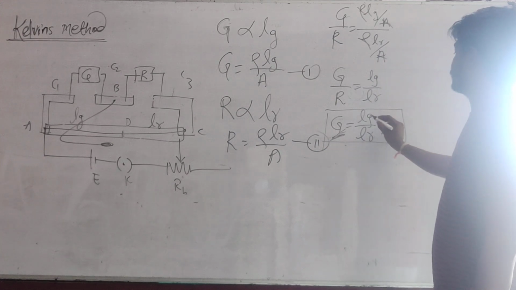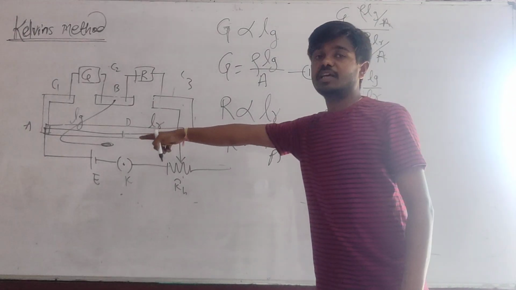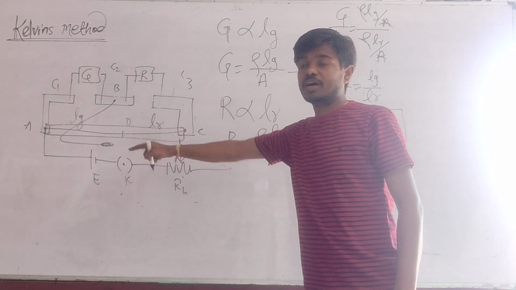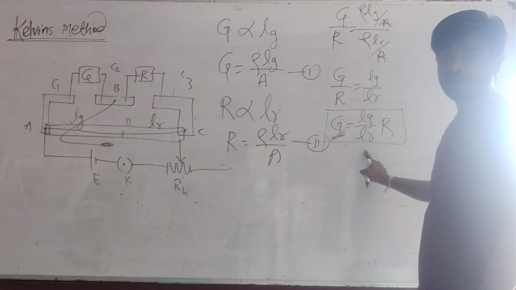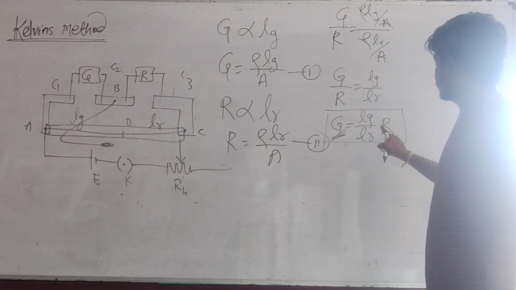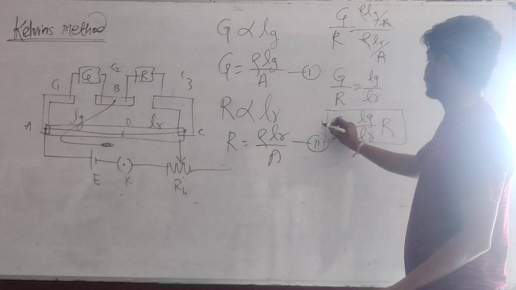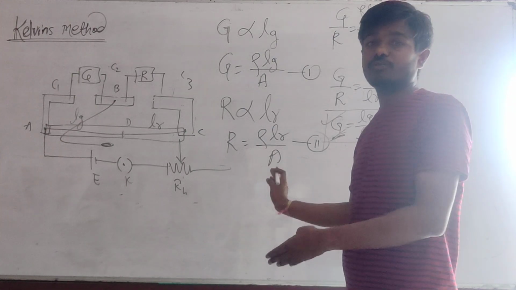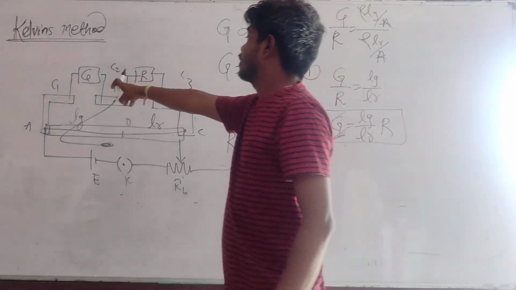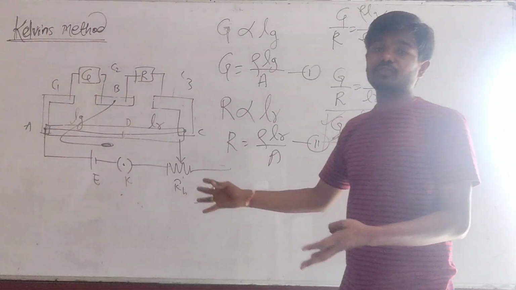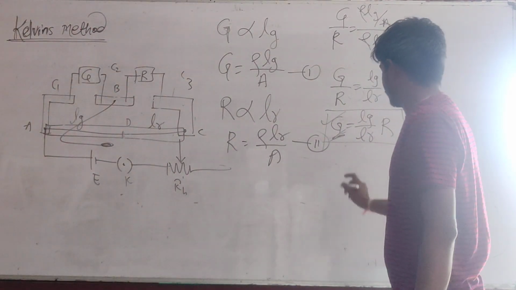By knowing the values of Lg and Lr using the meter scale attached below the wire, we know Lg and Lr. This is a known resistance box whose value is already known. So we can find the value of the resistance of a galvanometer using this network.